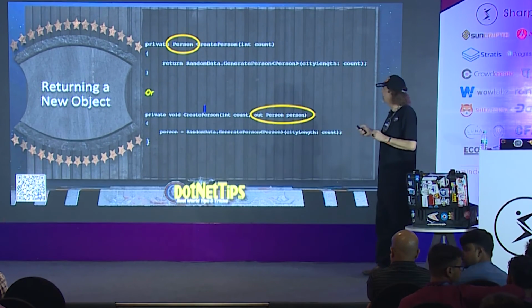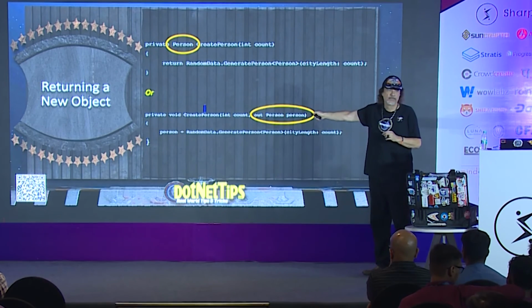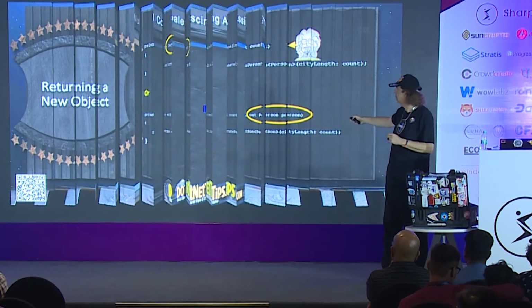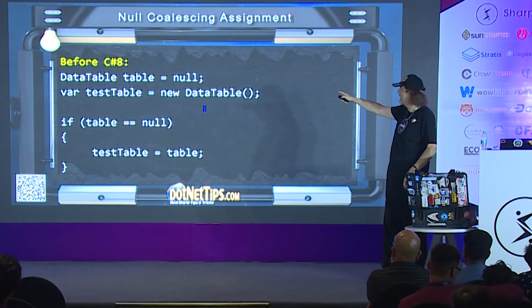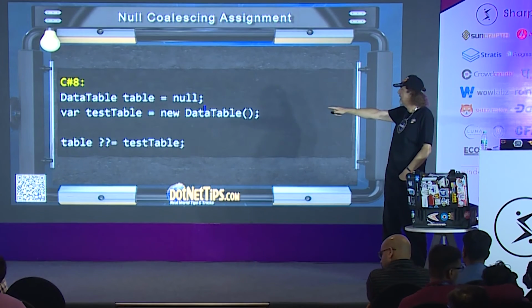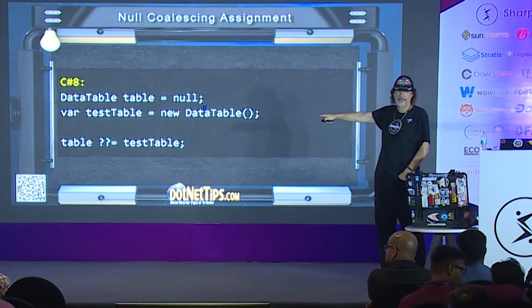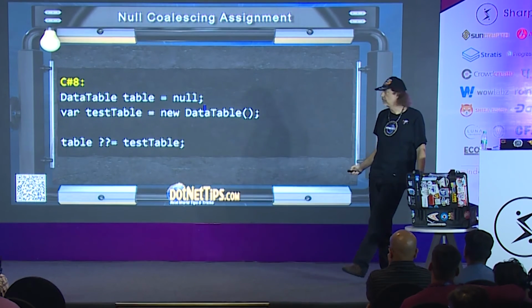Returning a new object, you can return objects either in the return or in an out. They're basically the same performance, so don't worry about either way. Null coalescing assignments. Before .NET 8, this is how we did null coalescing: table equals null. But now we can do it like this, table question mark equals. Both are pretty much the same performance. Not a big difference.